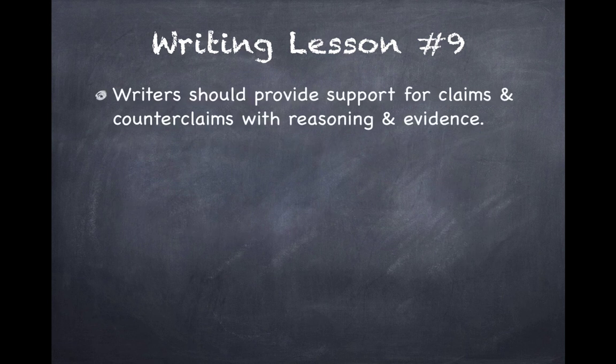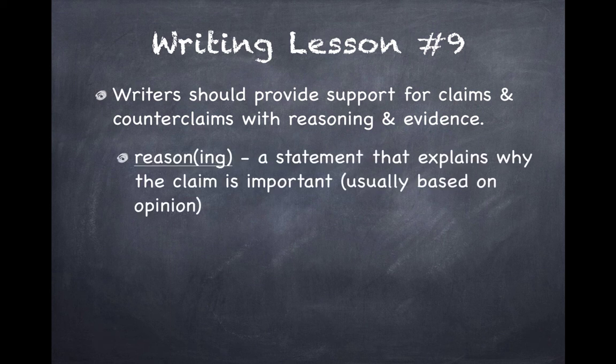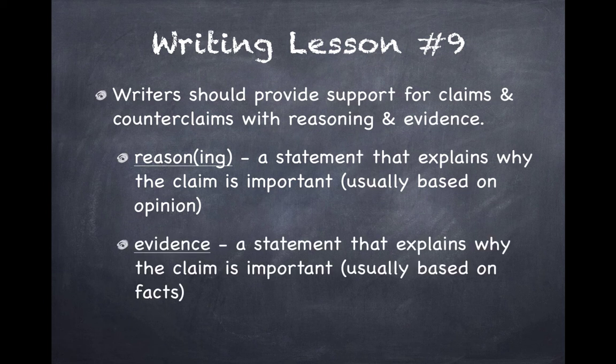So now let's talk a little bit about the terms that we have discussed. Writers should provide support for claims and counterclaims with reasons or reasoning and evidence. So a reason or reasoning is basically a statement that explains why the claim is important. And that's usually going to be based on the writer's opinion. Now, evidence, on the other hand, is going to be a statement that explains why the claim is important, but this is usually going to be based on facts. So to have a well-developed argument, you need to have both evidence and reasoning.